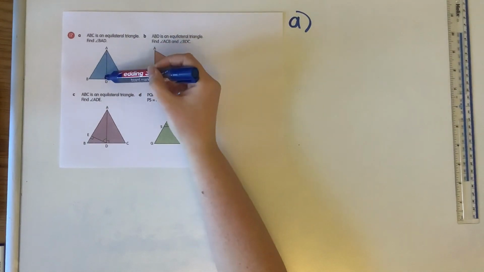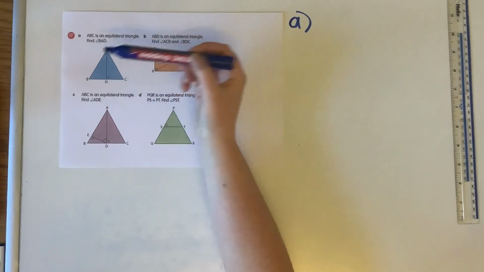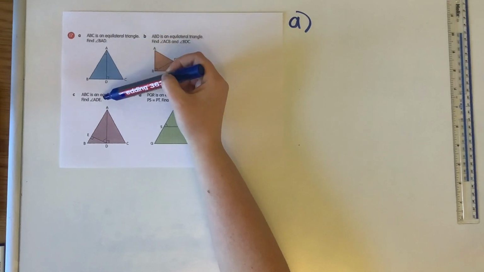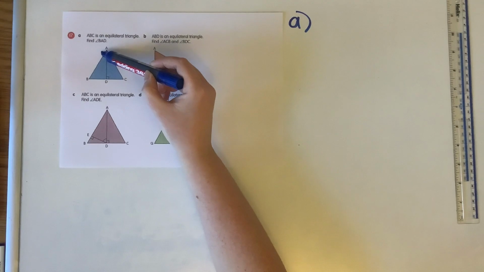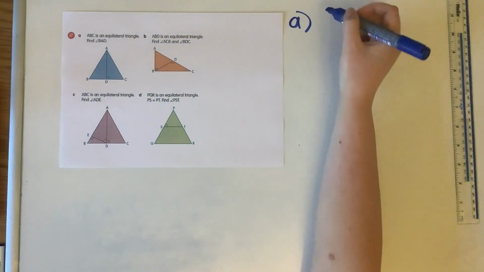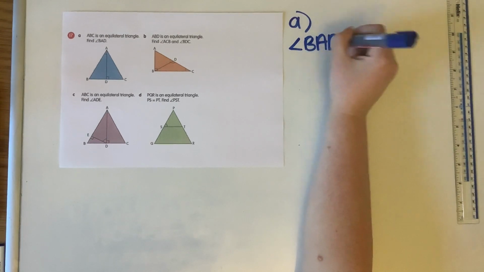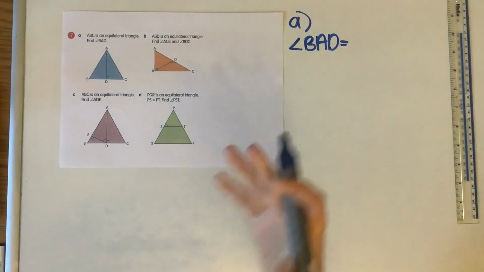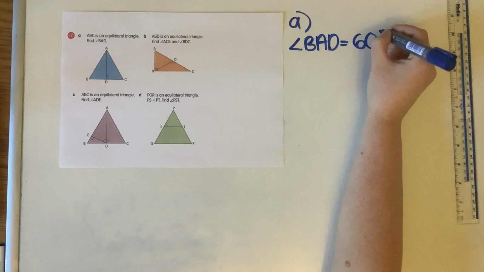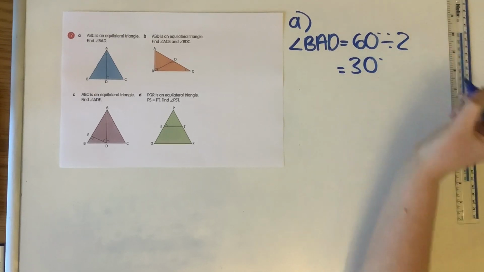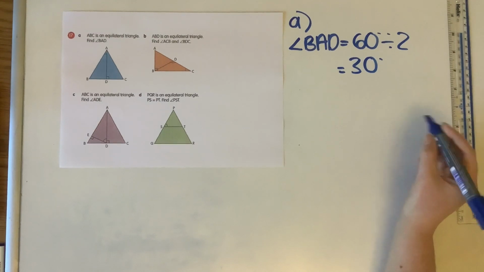Okay, because this is a right angle here, that tells me that this has been split in half along its line of symmetry. So if originally this angle was 60 degrees, okay, it's been split in half. So what I need to do is 60 degrees divided by 2 equals 30 degrees. Okay, so angle BAD is 30 degrees.